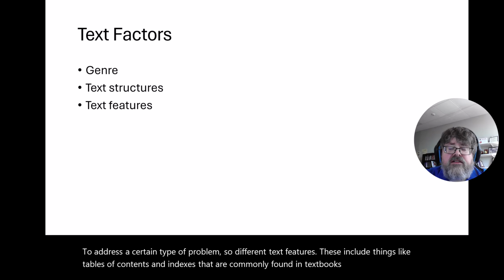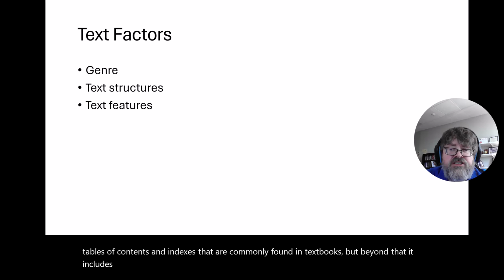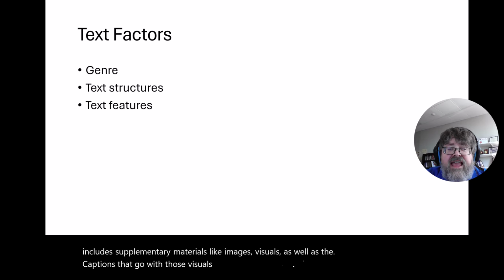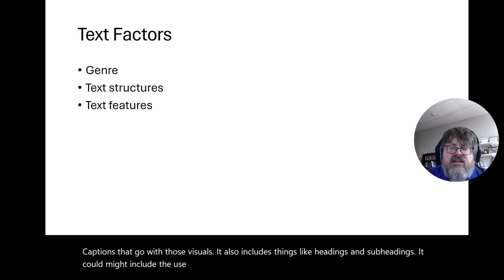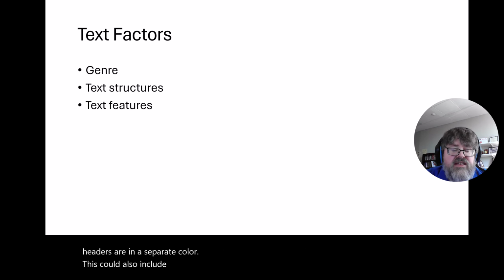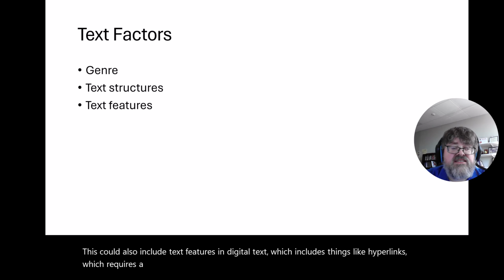But beyond that, it includes supplementary materials like images, visuals, as well as the captions that go with those visuals. It also includes things like headings and subheadings. Might include the use of color. So in some textbooks, for example, headings and headers are in a separate color. This could also include text features in digital text, which includes things like hyperlinks, which requires a little bit of different reading skills than a print textbook.